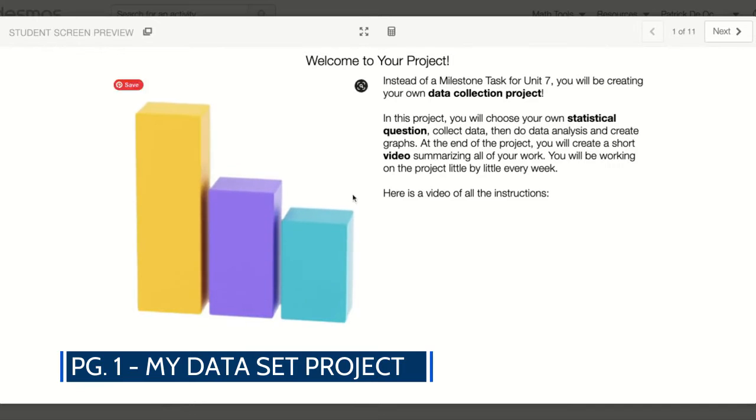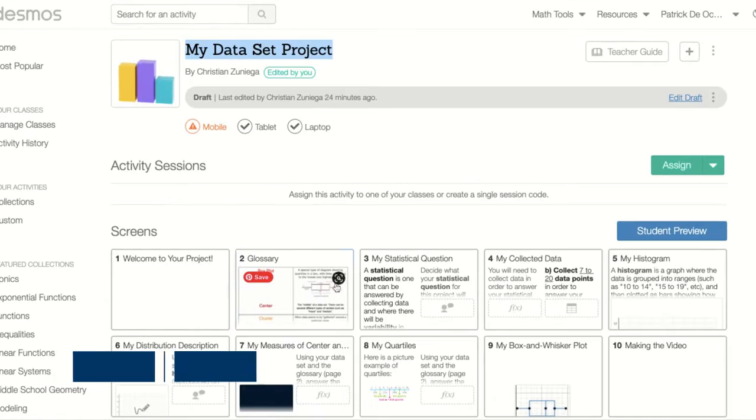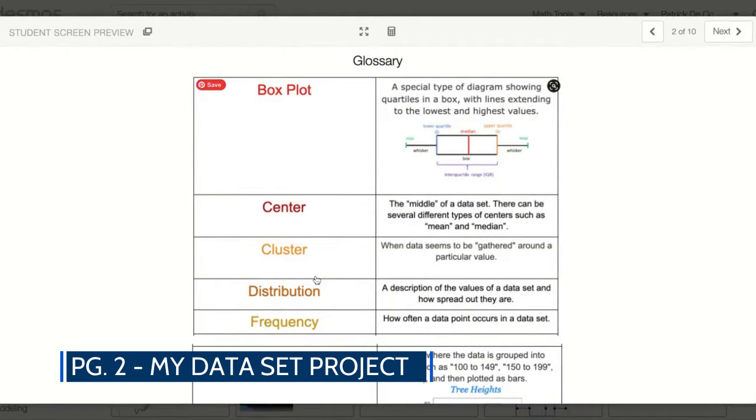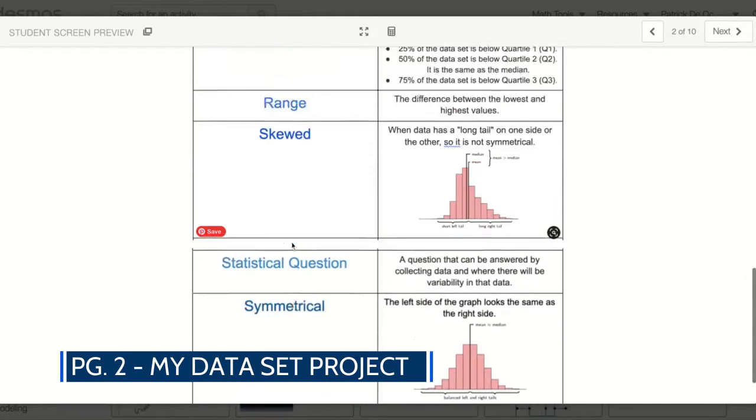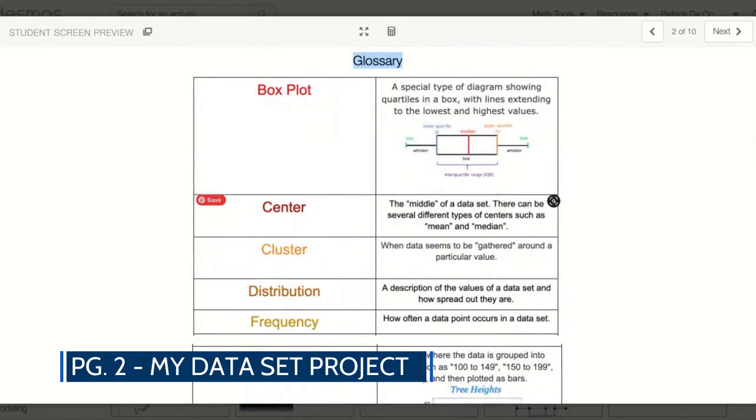You'll be working on the project little by little every week. Here's a video of all the instructions. We will begin reading page 2. Page 2, Glossary. You'll notice that the vocabulary is on the left side, and the definitions are on the right side.